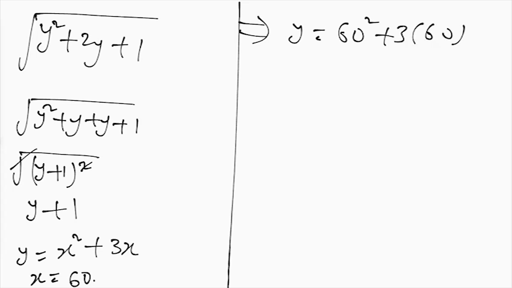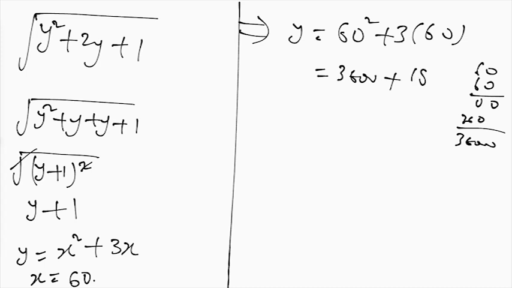Then we can say 60 raised to power 2 will give us what? Let me just quickly do it somewhere here. 60 multiplied by 60 will give me 3,600. So I have 3,600 plus 60 multiplied by 3, which will give me 180. If I add up these two, this will give me 3,780. That's my y.